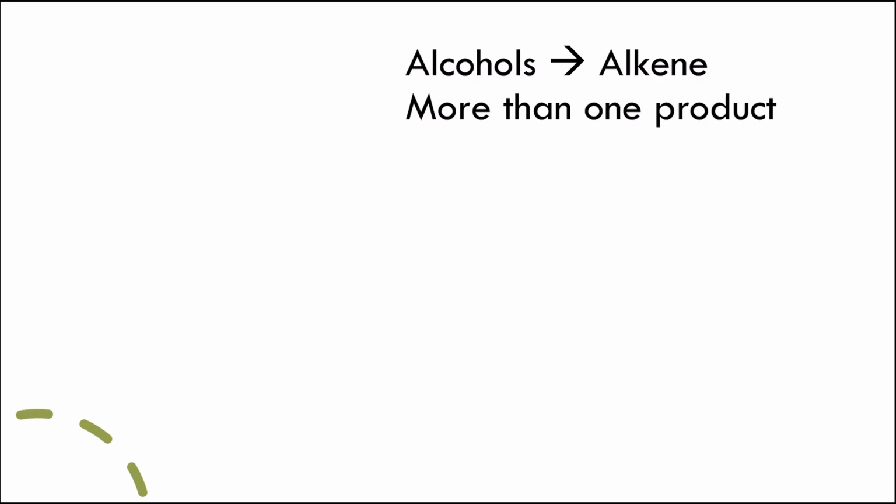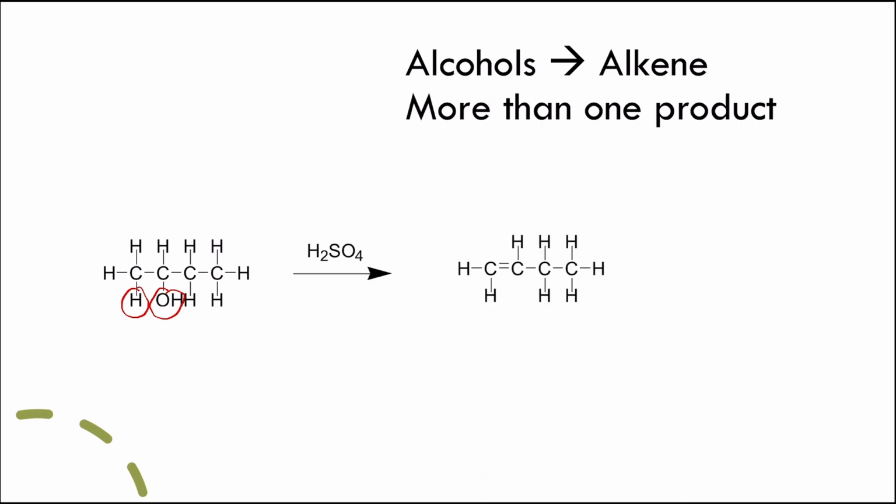The dehydration of alcohols to give alkenes can give you more than one product. So if you have an alcohol like 2-butanol, for example, you have two possibilities of double bond. Now this OH could first leave with one of the hydrogens on carbon number 1, and that will lead to the formation of 1-butene.